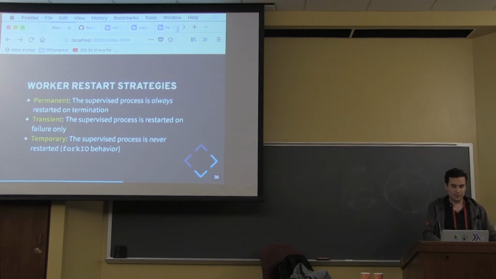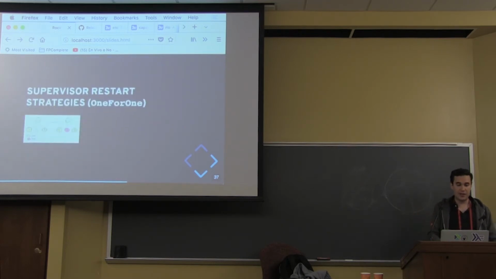That's for workers. For supervisors that are monitoring many workers at the same time, you have a restart strategy there. You can say, if one of the nodes fails, I want to just restart that node. So in this example, if number 2 fails on that tree, the one that is red, just restart it and leave everything as is. The one for all means if one of them fails, all of them fail. Restart all of them at the same time.